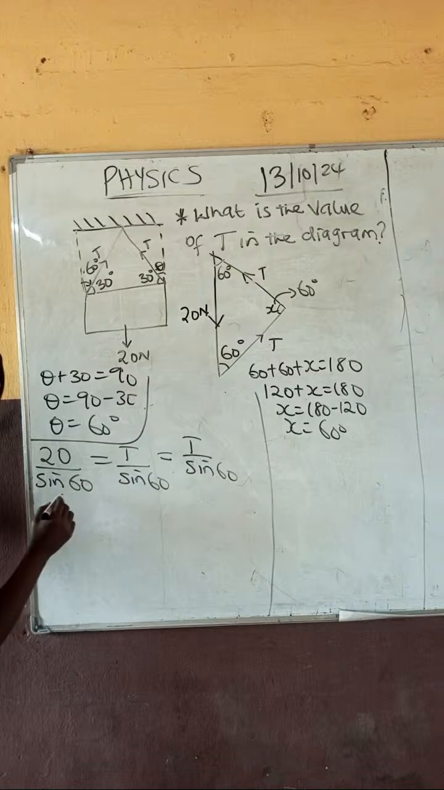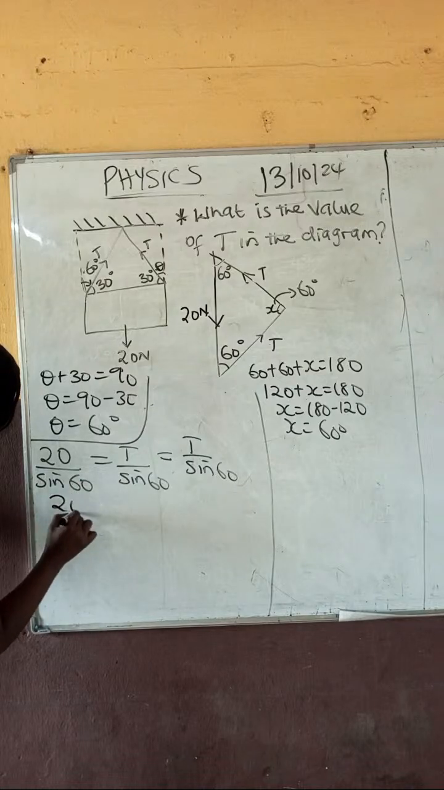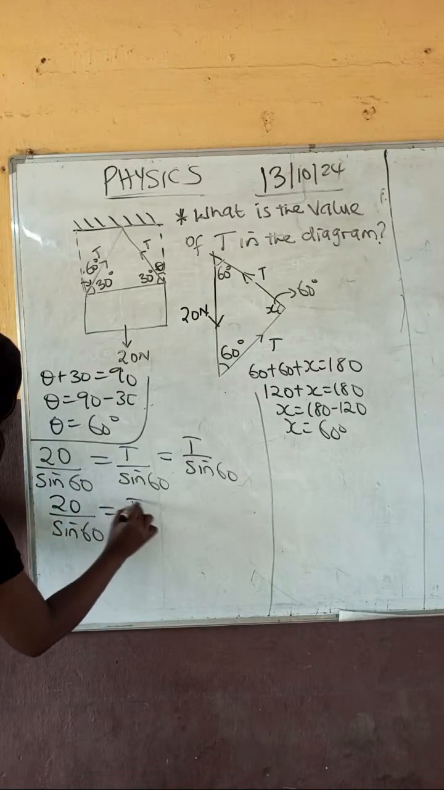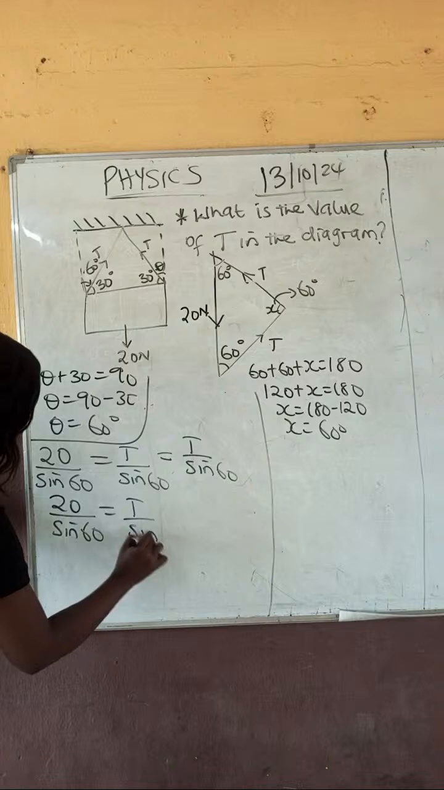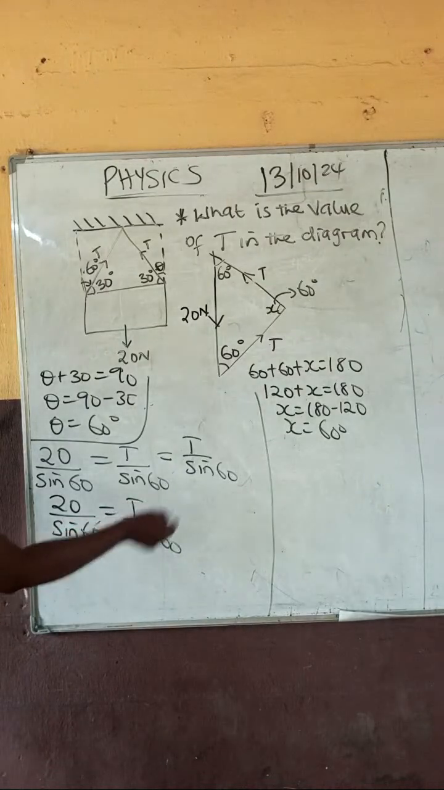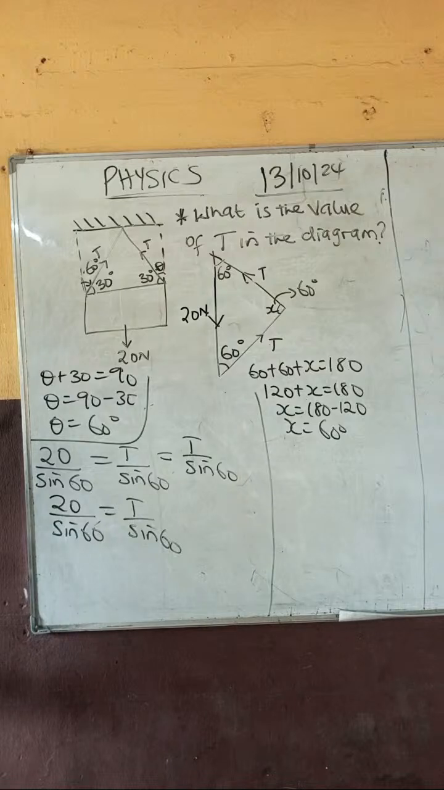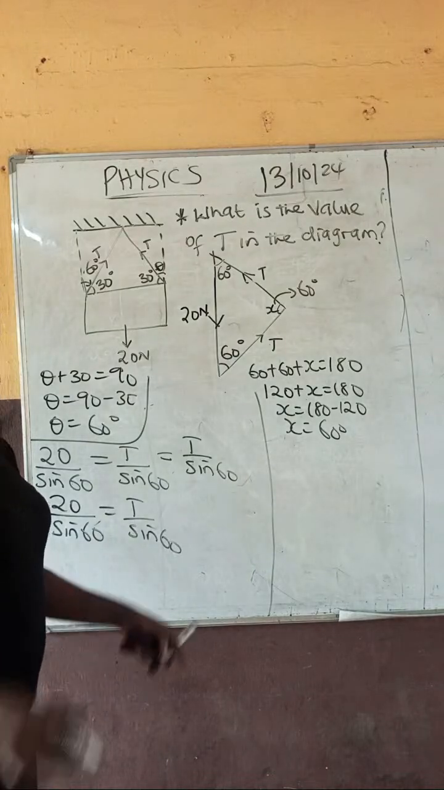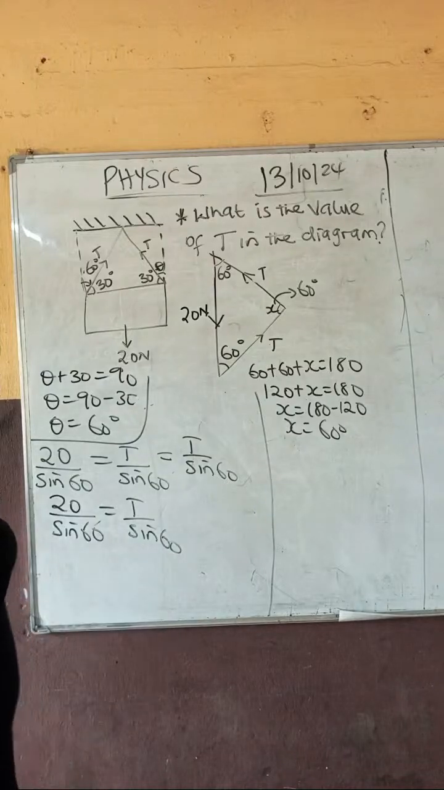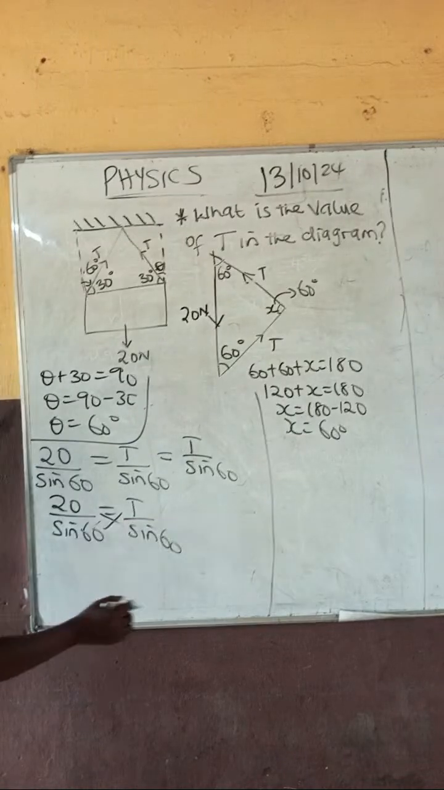So let's equate this by saying 20 over sine 60 is equal to T over sine 60, right? Now, I can use the short method. What's the short method? If I cancel these two, my T becomes 20. I can still cross multiply. So let me cross multiply so I don't get you confused.